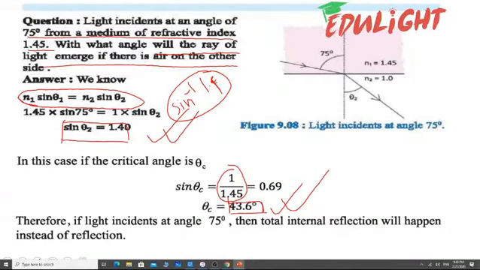But this is not the basic thing, this is not the effective way of performing such types of mathematical problems, because it is not said that it is the critical angle in this case.